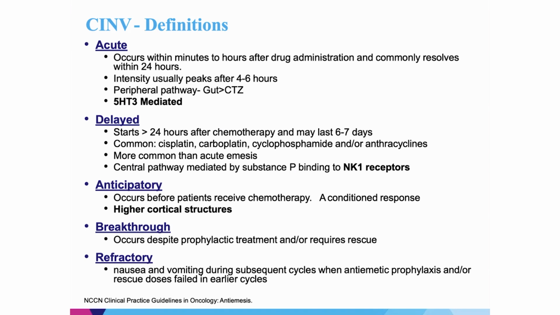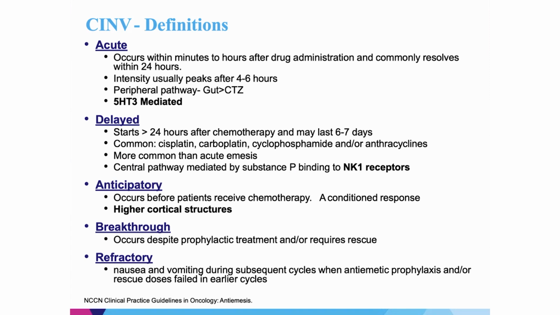Delayed chemo-induced nausea and vomiting then usually happens after 24 hours after you've gotten the drug, and it may last for up to 6 to 7 days, so it can last for a long time. There are a number of chemotherapies that are more commonly implicated in this process, like cisplatin and carboplatin.